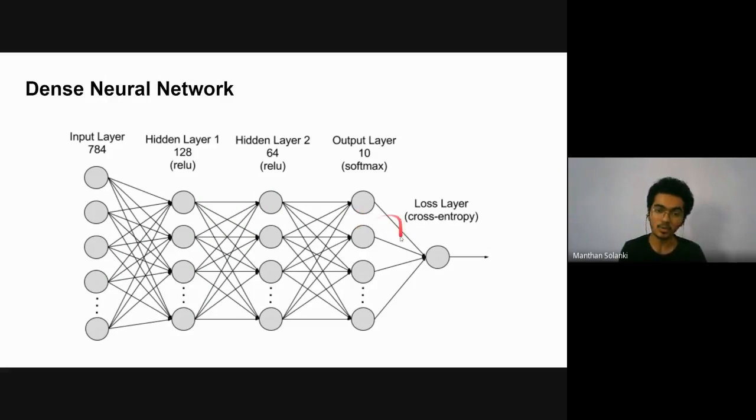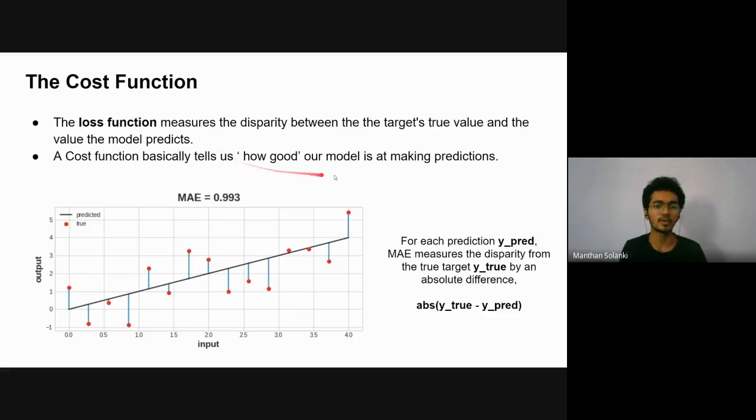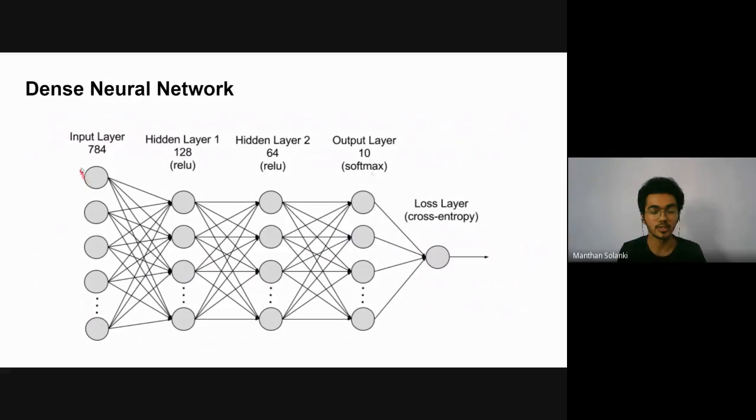So let's come to the point of this loss layer. What does this loss layer do? The loss layer measures the disparity between the target value and the value the model predicts. How? Let's look at this example. Suppose I have an image of 28 by 28 dimension. Let's say this is the image of 0.